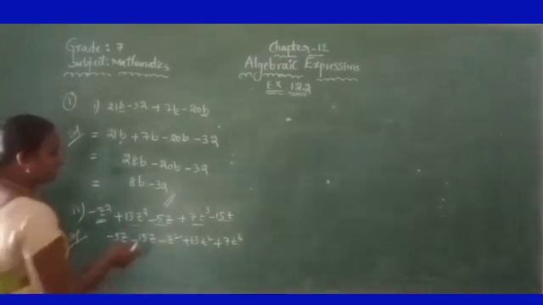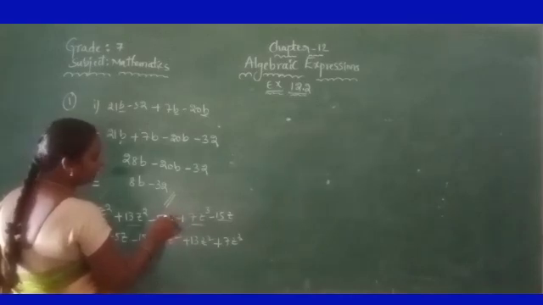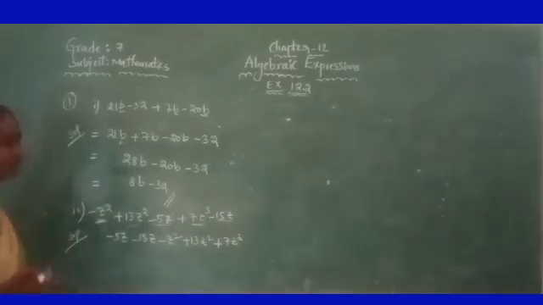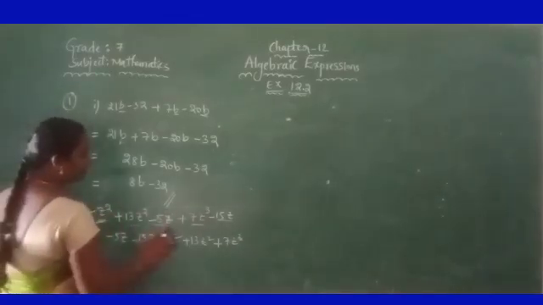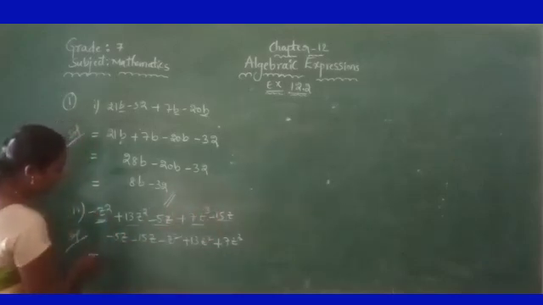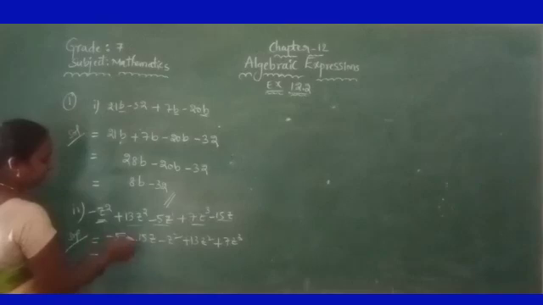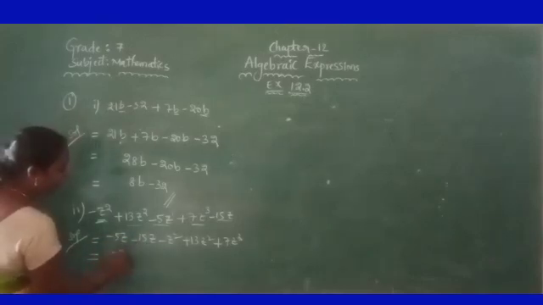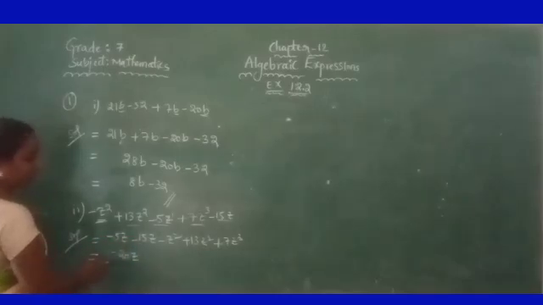Check the powers once. Here the power is 1. Where nothing is written, the power is 1. So 1 comes first, then power 2, z square, after that the cube. Now add the like terms: minus 5 minus 15, how much? Minus 20z. Both are negatives, so you add and give minus only.